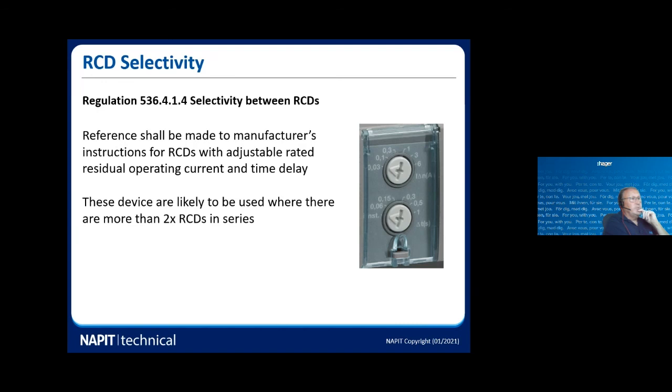And then it goes 0.06, 0.15, etc. So that would be the actual delay time before this device would even think about starting to operate.